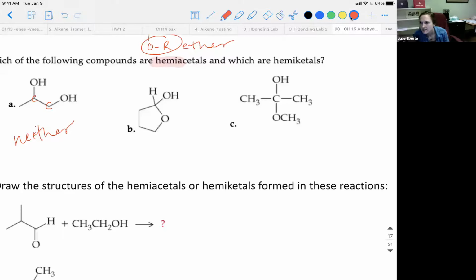Anybody see a carbon that has both? The carbon with the two methyl groups connected to it. I need to turn my volume up. Say that again, Cameron. The carbon with the what? With the two methyl groups connected to it.